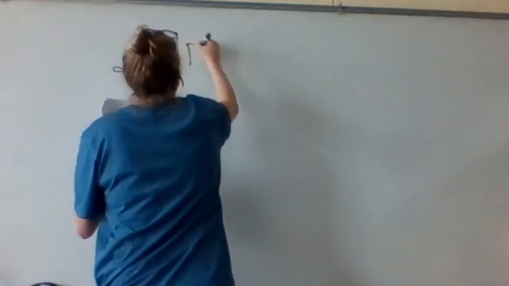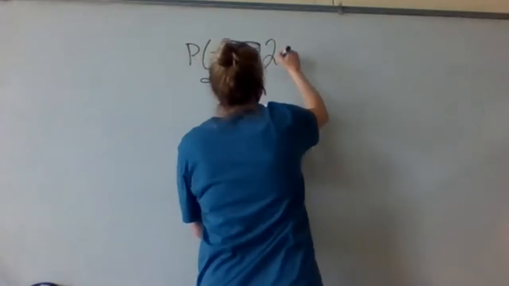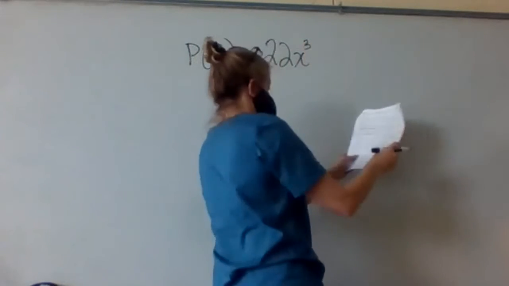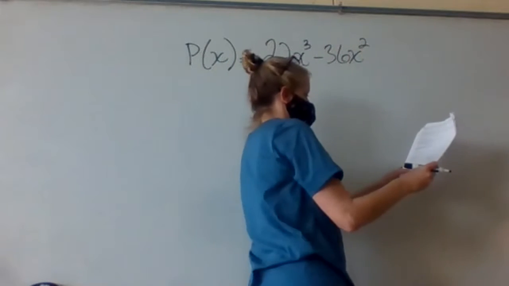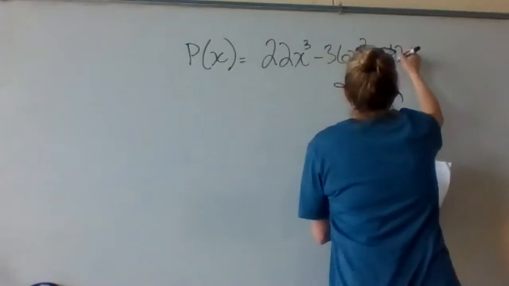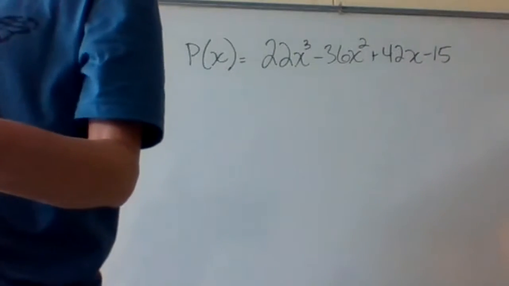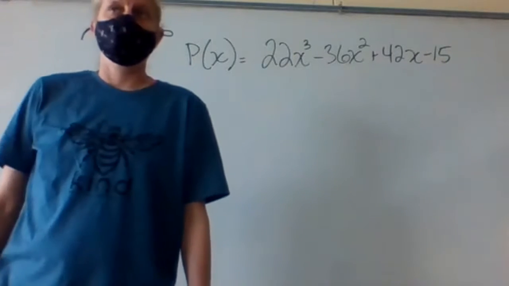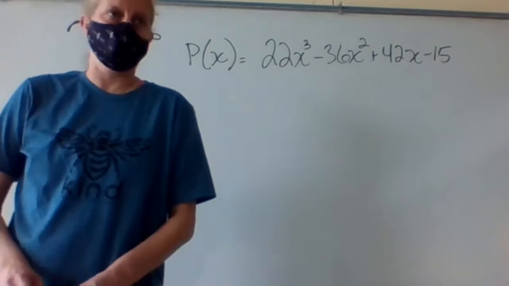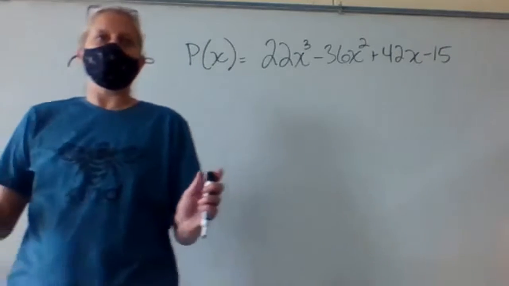It gives you a function: P of x equals 22x cubed minus 36x squared plus 42x minus 15, and it wants you to find all the possible rational zeros.